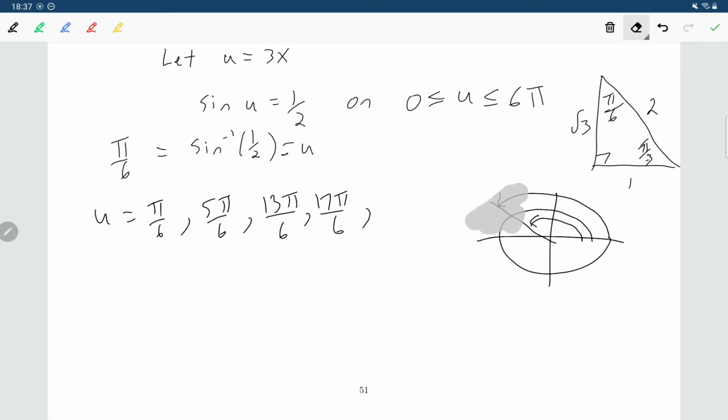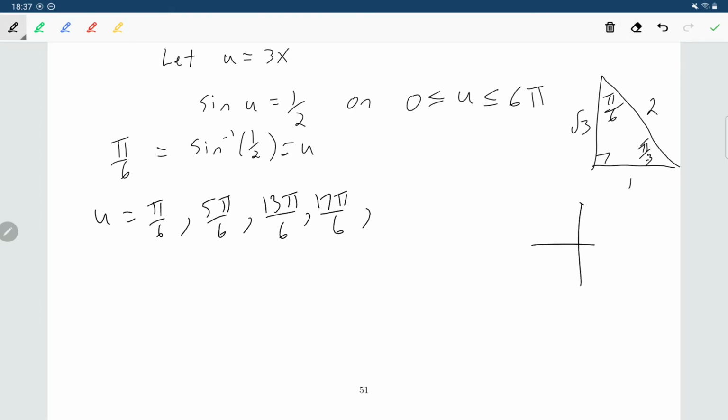And then we could say the same thing about 2 full revolutions, that instead of pi over 6, you could have 2 full revolutions, which is 4 pi plus pi over 6, which is 25 pi over 6. And finally, instead of 5 pi over 6, you could also have 2 full revolutions, 4 pi plus 5 pi over 6, which is 29 pi over 6.